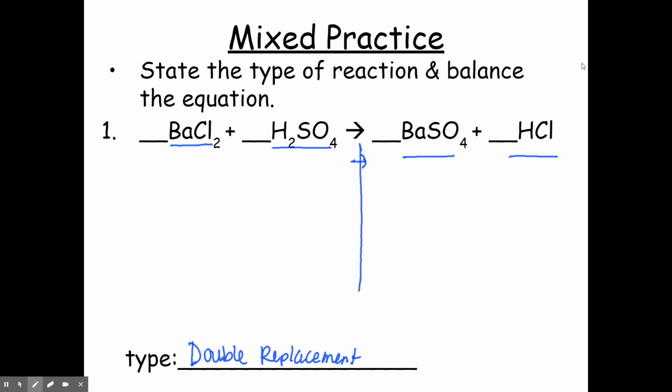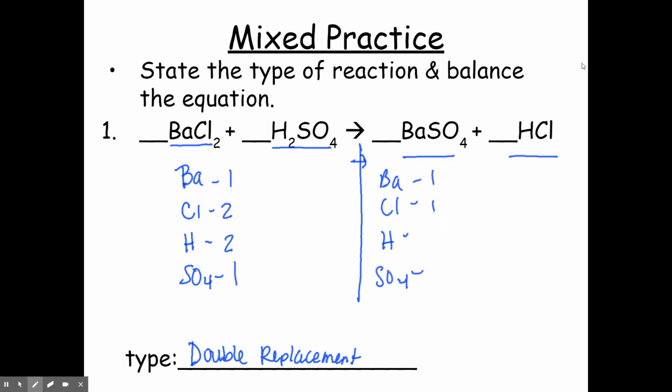In order to balance it, we draw our line, write our elements, and count them. The things that are different are chlorine and hydrogen. It's 2 on the left and only 1 on the right. So I need a coefficient of 2 in front of my HCl. And then everything is balanced.